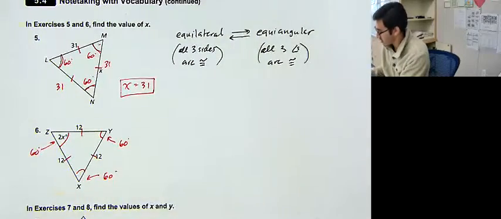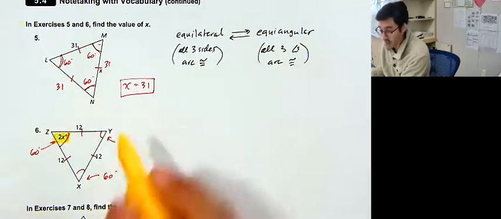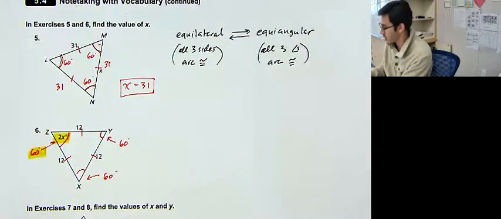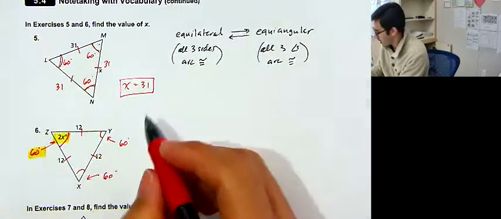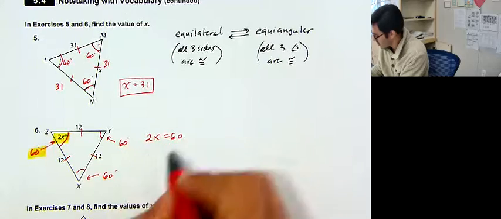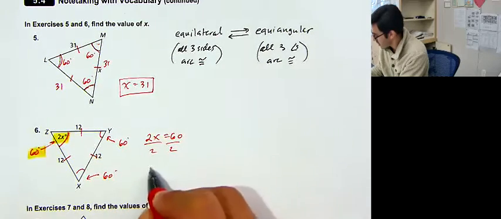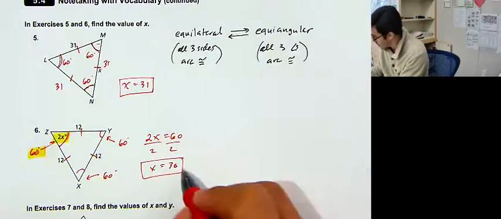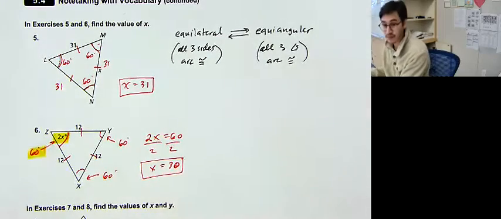And now we have enough information to solve for x, okay? Because angle Z is represented as the expression 2x, but it also has a measure of 60. So we can write 2x equals 60, divide both sides by 2, and we get x equals 30.